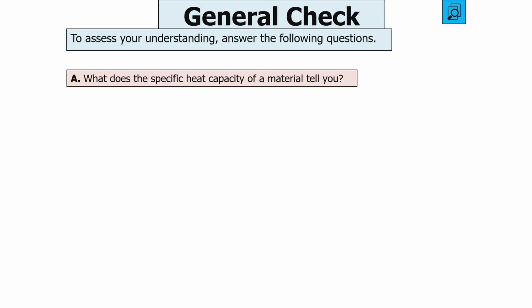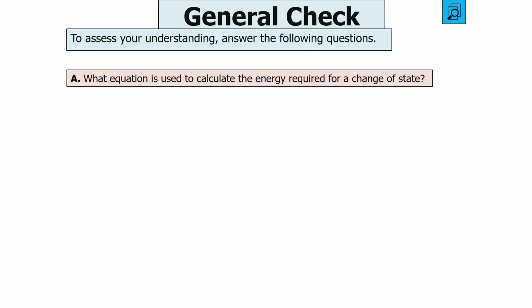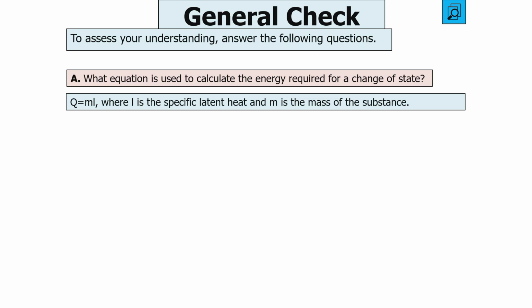What does the specific heat capacity of a material tell you? It tells you the amount of energy needed to raise the temperature of 1 kilogram of a substance by 1 degree Celsius or 1 Kelvin. What equation is used to calculate the energy required for a change of state? Q equals mL, where L is the specific latent heat and m is the mass of the substance.